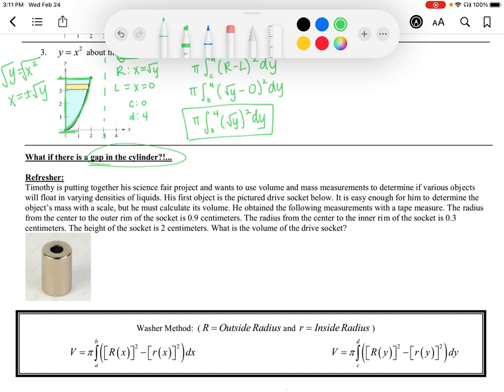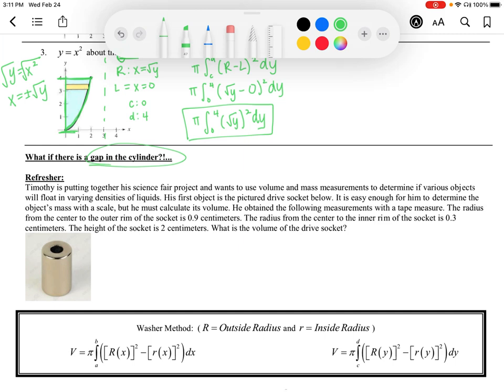So Timothy's putting together his science fair project and wants to use volume and mass measurements to determine if various objects will float in varying densities of liquid. His first object is the pictured drive socket below. It is easy enough for him to determine the object's mass with a scale, but he must calculate its volume. So he obtained the following measurements with a tape measure.